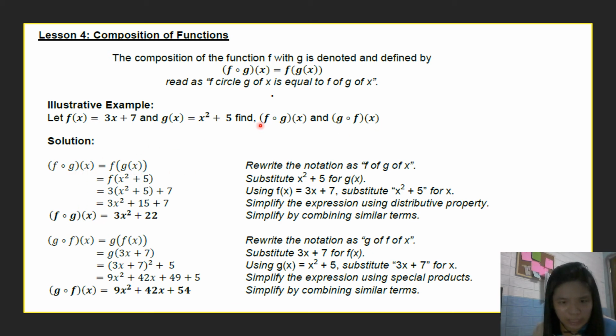Okay, first thing is f of g of x muna, which is also the same as f circle g of x. So, i-substitute muna the value of g of x kasi nga nasa loob siya ng f. So, we have f, open parenthesis, our g of x is x squared plus 5. So, we substitute. So, we have f of x squared plus 5.